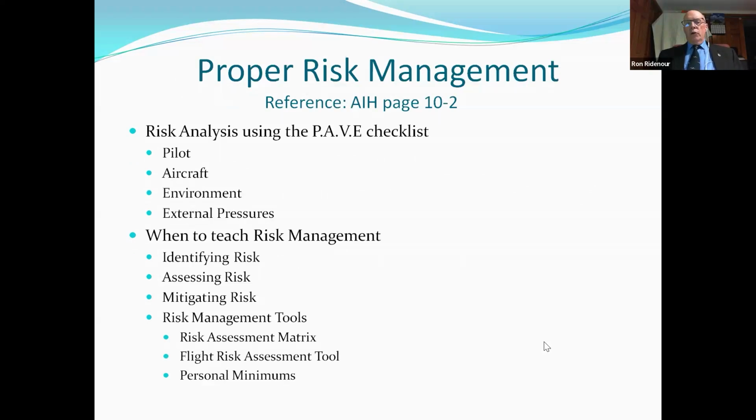So the Aviation Instructor's Handbook starts off page 10-2, proper risk management. We use a risk analysis using the PAVE checklist. I hope that most of you, if not all, are aware of what the PAVE checklist is. Stands for pilots, aircraft, environment. It's actually the V in environment, and that should be capitalized just to emphasize that. And then external pressures. So, like I said, we'll be using this PAVE checklist to analyze some of the scenarios that we will present during this session.